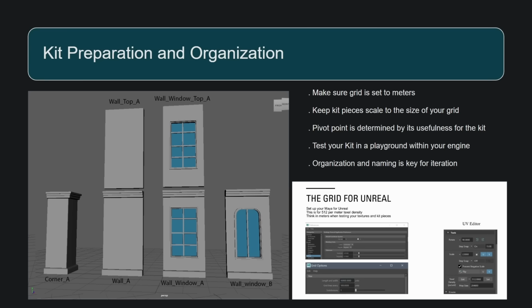Once we get to the texturing portion of this demo, hopefully you will see that there is a reason why we try not to have some random piece that's off the grid, or maybe even a third or a fourth of a meter. We try to keep things snapping to the meters.